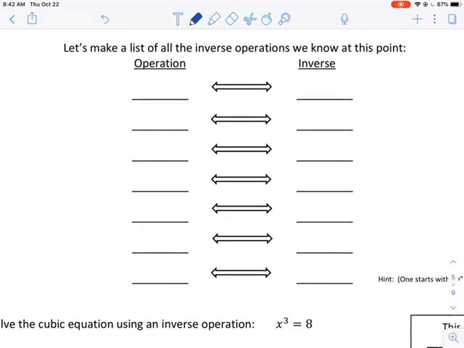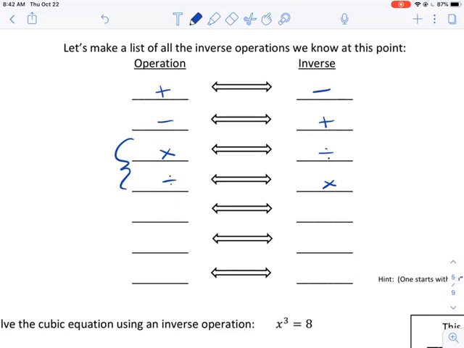Let's talk about the ones that we know. You have been working with addition, subtraction, multiplication, and division for a while now. And the inverse operation of addition is subtraction because it undoes it. And then addition undoes subtraction. And then division undoes multiplication, and multiplication undoes division. What's kind of cool is that you can see that they usually come in pairs, like these two things undo each other.